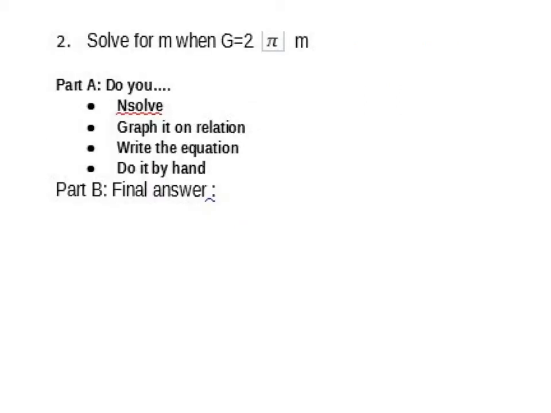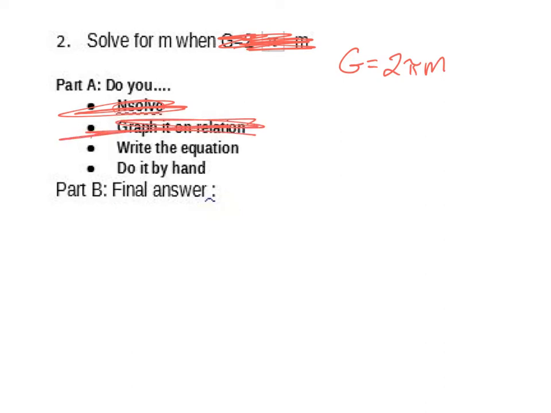Solve for m when g is equal to 2 pi m. Okay, so a lot of times you guys want to multiply. I'm going to scratch this out, and I'm going to write it the way it looks on your paper. So you're going to write g equals 2 pi m. Okay, we have two variables. We cannot use nSolve. We cannot graph it on relation because we do not have an inequality.